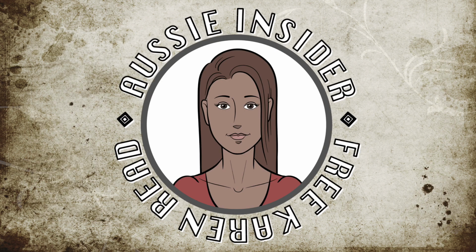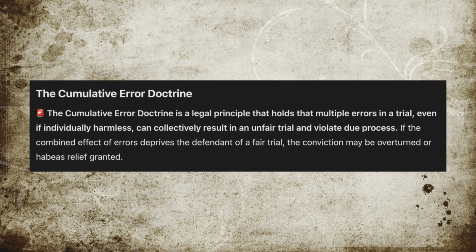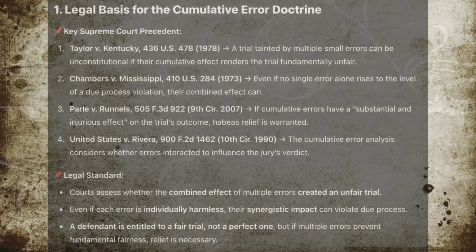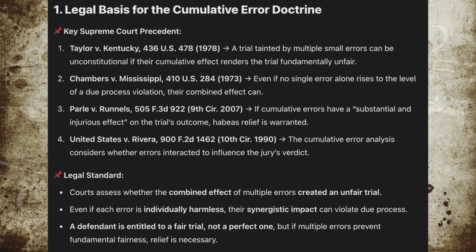So no matter what your strategy is, how do you go about introducing cumulative error? What is the cumulative error doctrine? This is a legal principle that holds that multiple errors in a trial, even if individually harmless, can collectively result in an unfair trial and violate due process. Then the combined effect of errors deprives the defendant of a fair trial, and the conviction may be overturned or habeas relief granted. The legal basis for the cumulative error doctrine falls under Supreme Court precedent.